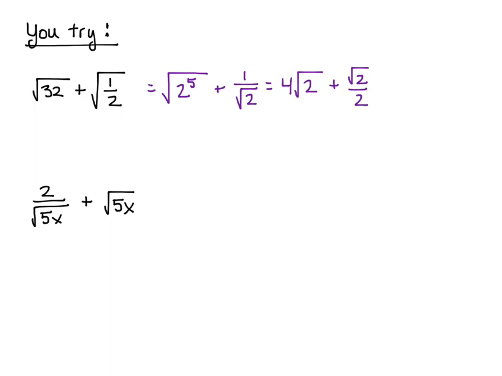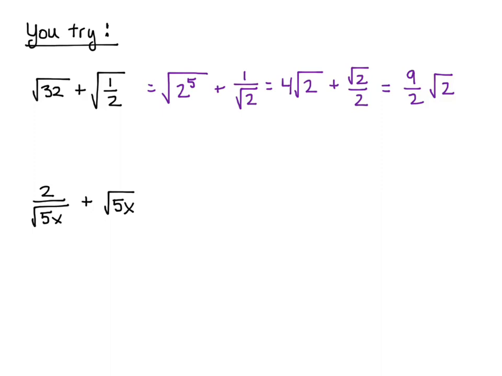So now I have 4 times the square root of 2 and 1/2 times the square root of 2, and you add those together and you get 9/2, right? Because, back up. Because 4 is actually 8/2, and then you take your 8/2 plus 1/2 and you get 9/2.